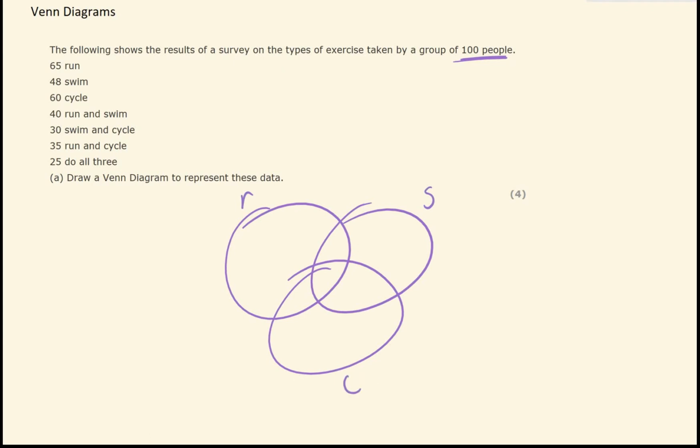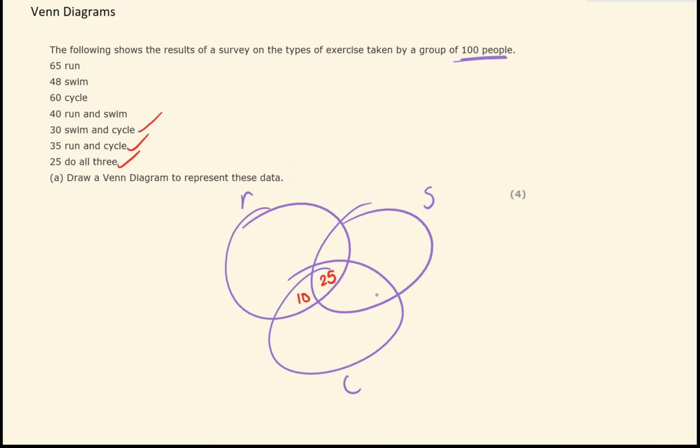With Venn diagrams, you always want to start from the middle. Okay, so 25 do all 3. Let me change colour for that. So we've done that one. 35 run and cycle. We've already got 25 in there, so we just need another 10 to give us a total of 35. In a case like this, you basically always want to subtract from the stuff more in the middle.